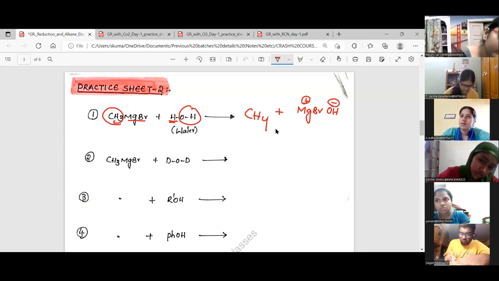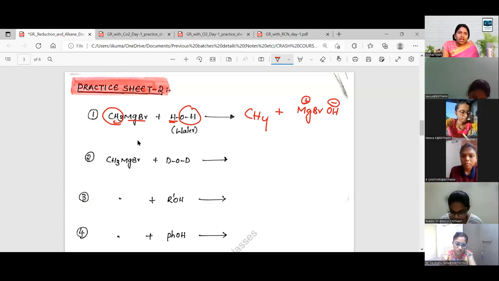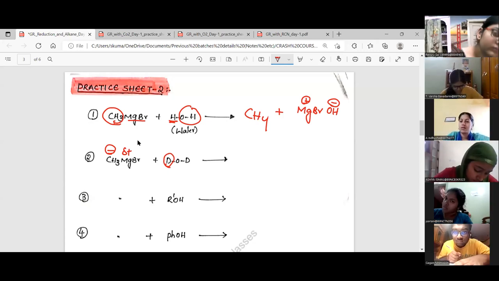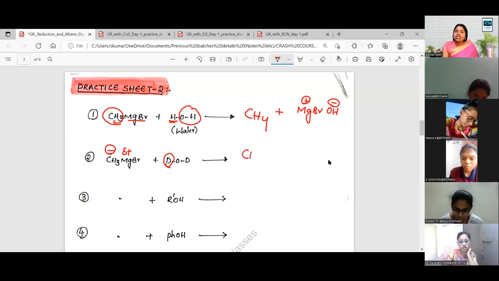Now, this is CH3 minus, correct? Partial positive charge or partial negative, or simply directly positive charge you keep, no problem. CH3 minus, what does it abstract? Deuterium, D plus ion. H plus, D plus, both are same. Then what will you get? CH3D. Understand? If they ask you to write the side product, it is MgBr plus and OD minus. No need to write the side product, I'm simply telling.